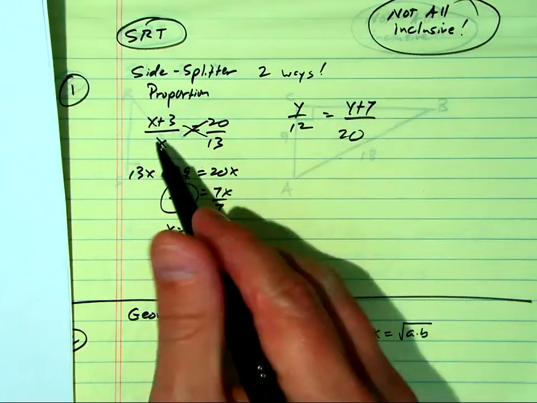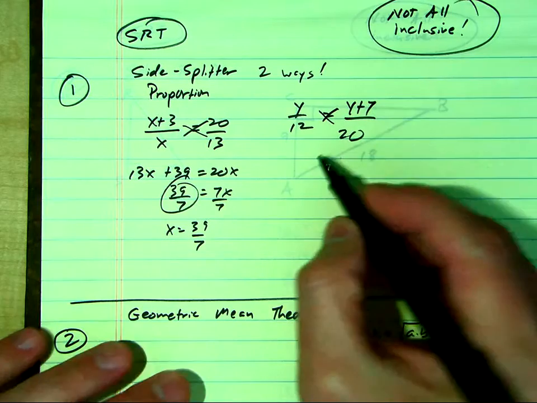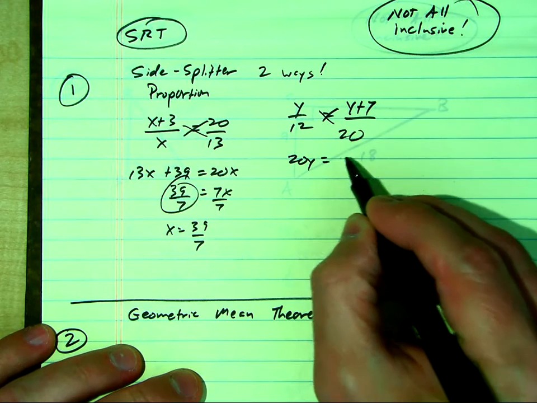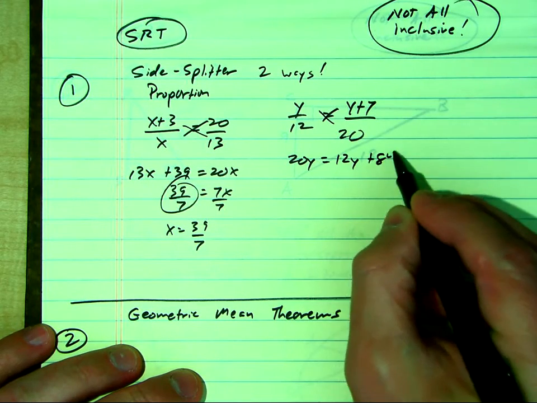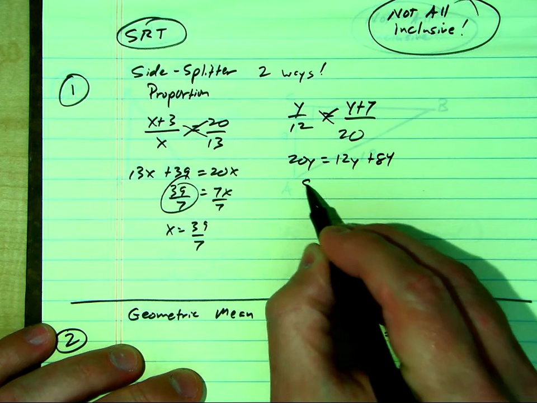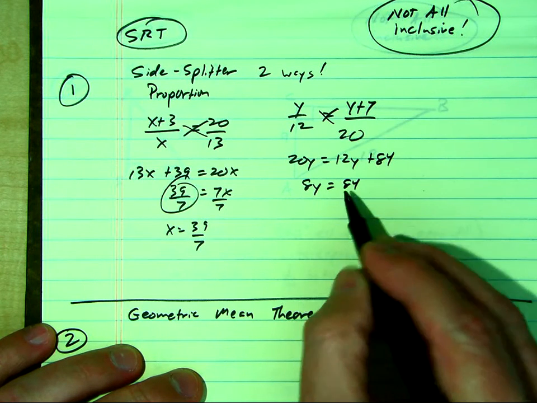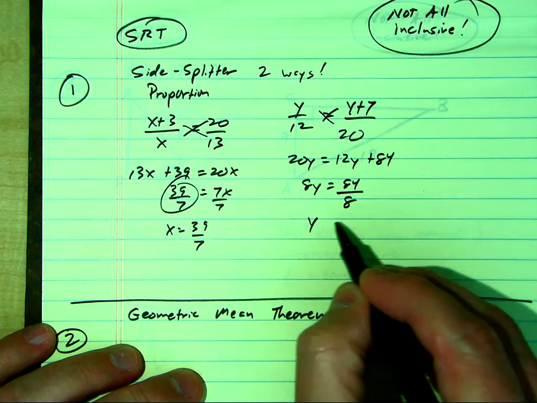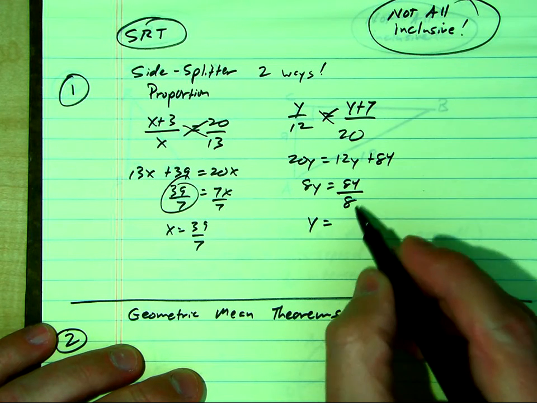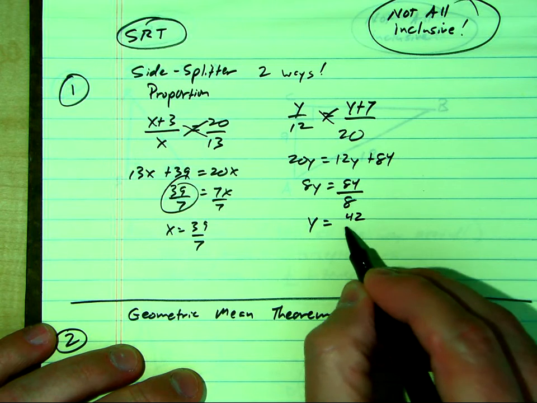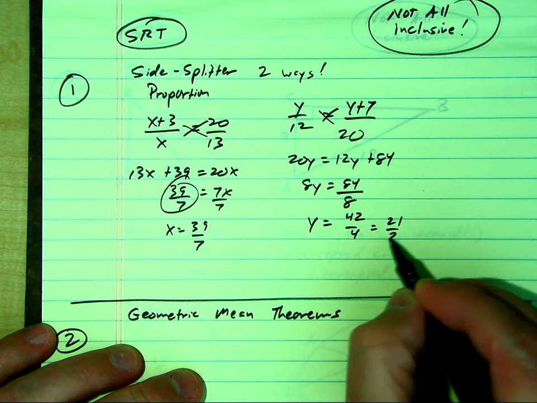Okay, same thing we did over here. We're going to cross multiply. Let's see, 20y equals 12y plus 84. Subtract, that's 8y equals 84. Divide by 8. Hey, let's reduce that down. 42 over 4, which equals 21 over 2. And we're done.